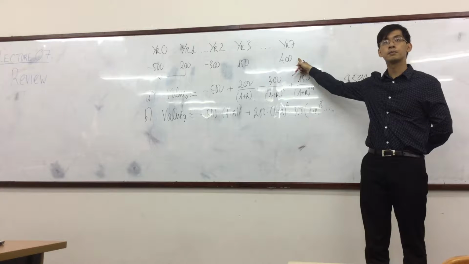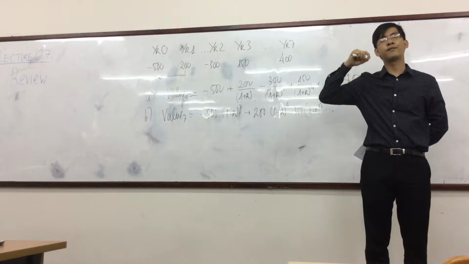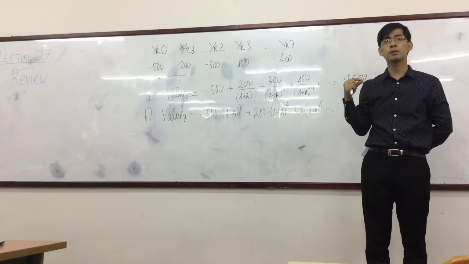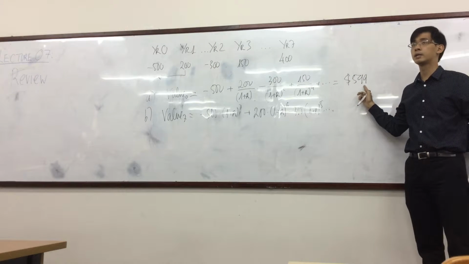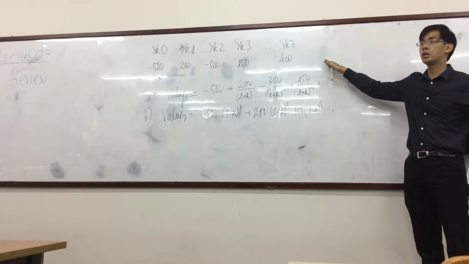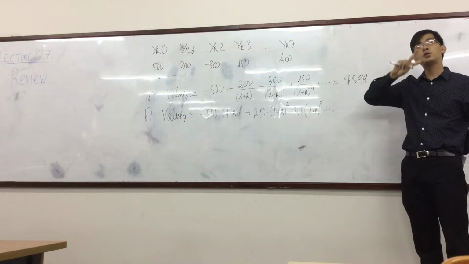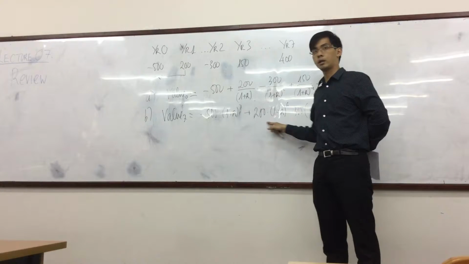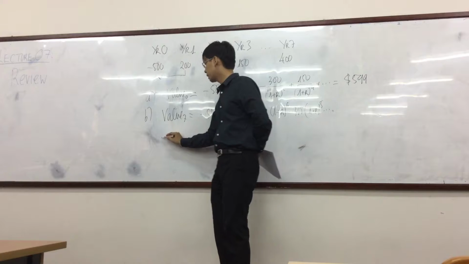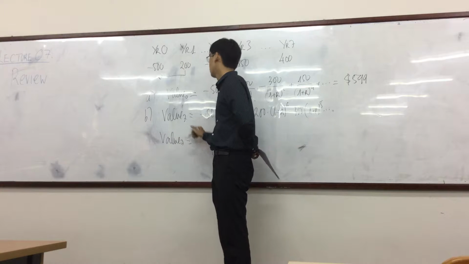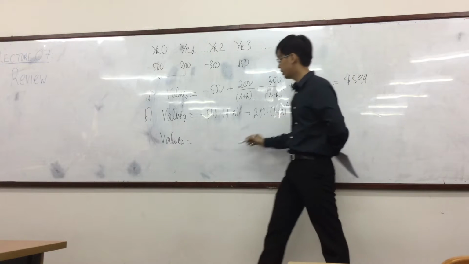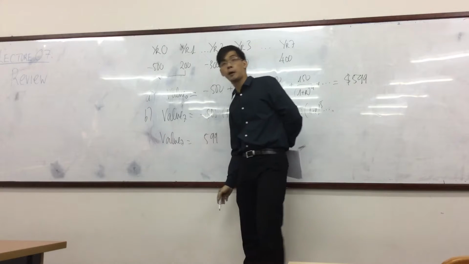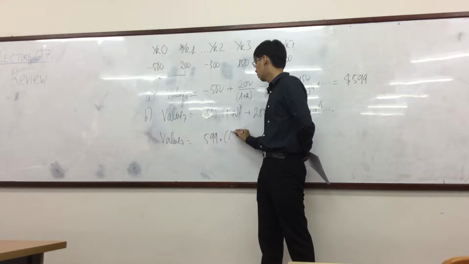Is it okay for you? Because here I'm asking you, what is the value of this series of cash flow? The entire cash flow is equivalent to 599 in year 0. So if I ask you what this series of cash flow is equivalent to in year 7, you have two ways to do that. The first way you're going to do like this formula. The second way is that you already have the value of this series of cash flow in year 0, which is 599.